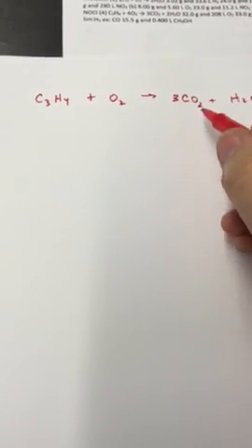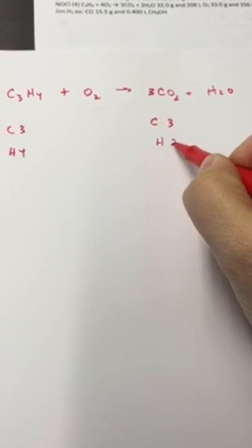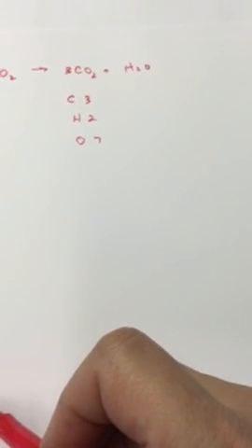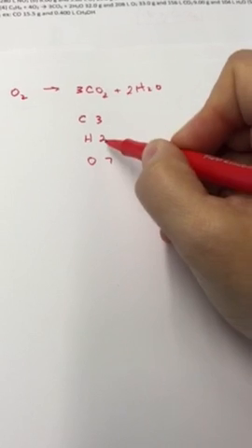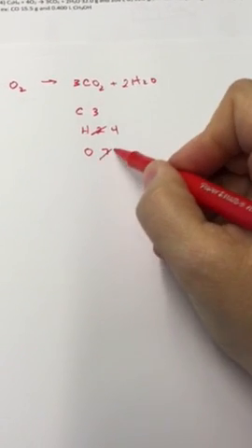I think, let's try 3 carbons. So carbons are 3, carbons are 3, H's are 4, H's are 2, oxygens are 2, oxygens are 6, 7 now, okay? Let's see, let's double the hydrogens on this side. That'll make 4. And that is going to make this 8 oxygens. So we need to put a 4 here to make 8 oxygens. So we have a balanced chemical reaction.